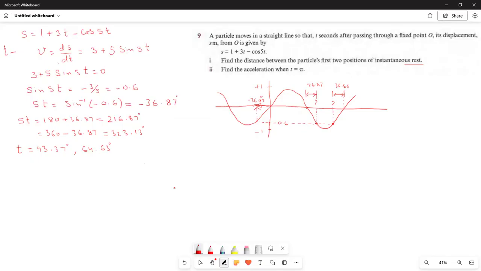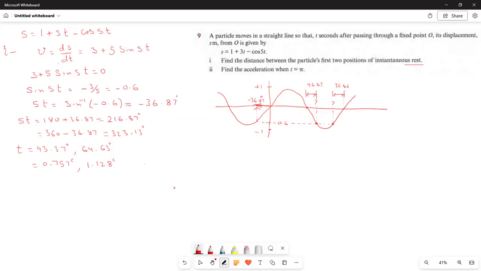Okay, and if I convert these into radians, how can I convert into radians? I will have to multiply by pi over 180. So that will give me 0.757 radians, and 1.128 radians. So these are the two values of t for which the particle instantaneously stops.